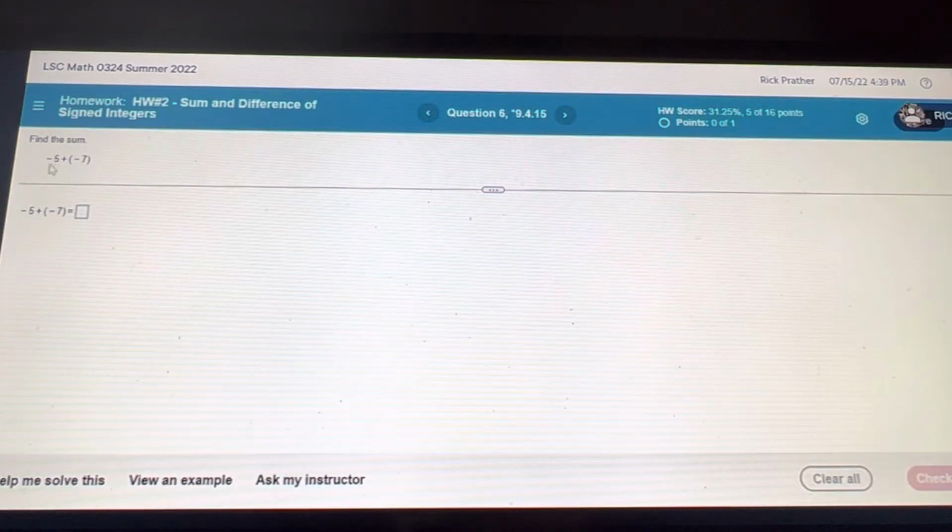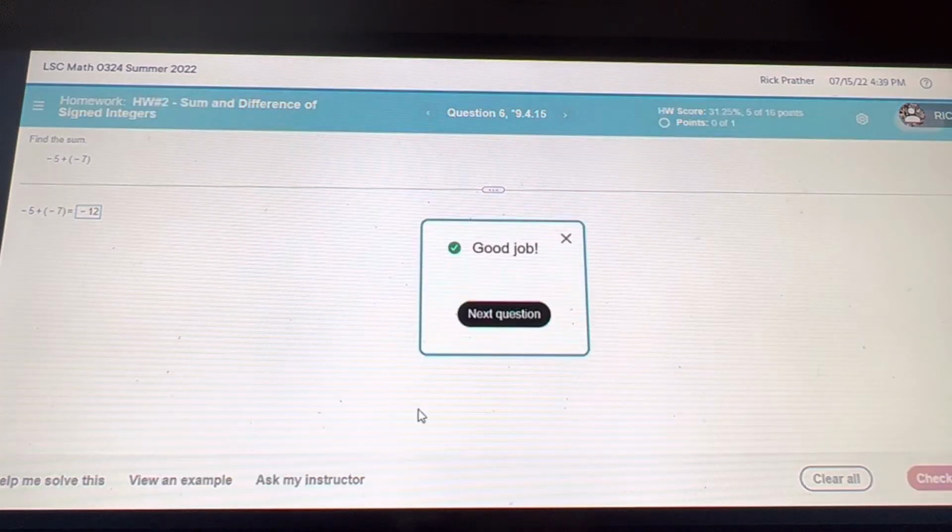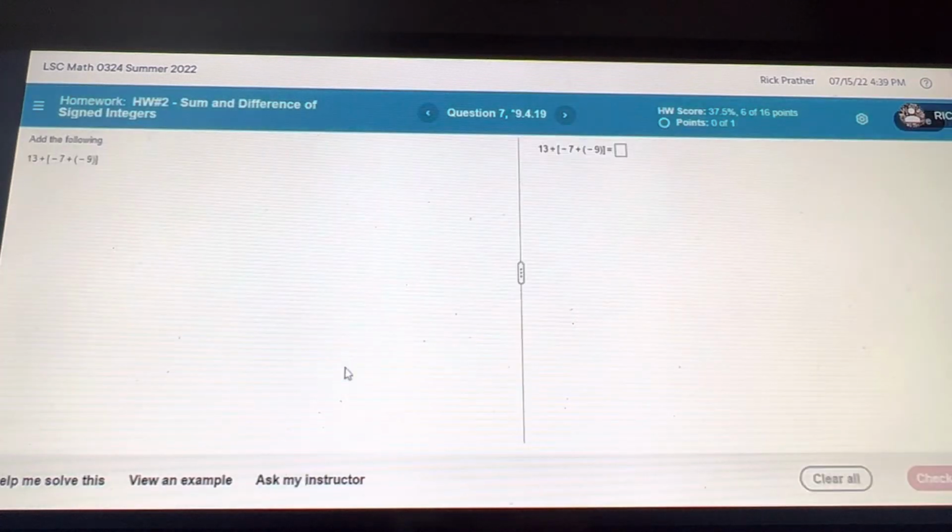Both negative, the answer is going to stay negative, and then you just add them when they're both the same sign. 7 plus 5 is 12. So when I get these, I ask myself, is the answer going to be positive or negative, and then do I add or subtract them? And then if you get longer problems, just do it a little slower. Let me come over here.